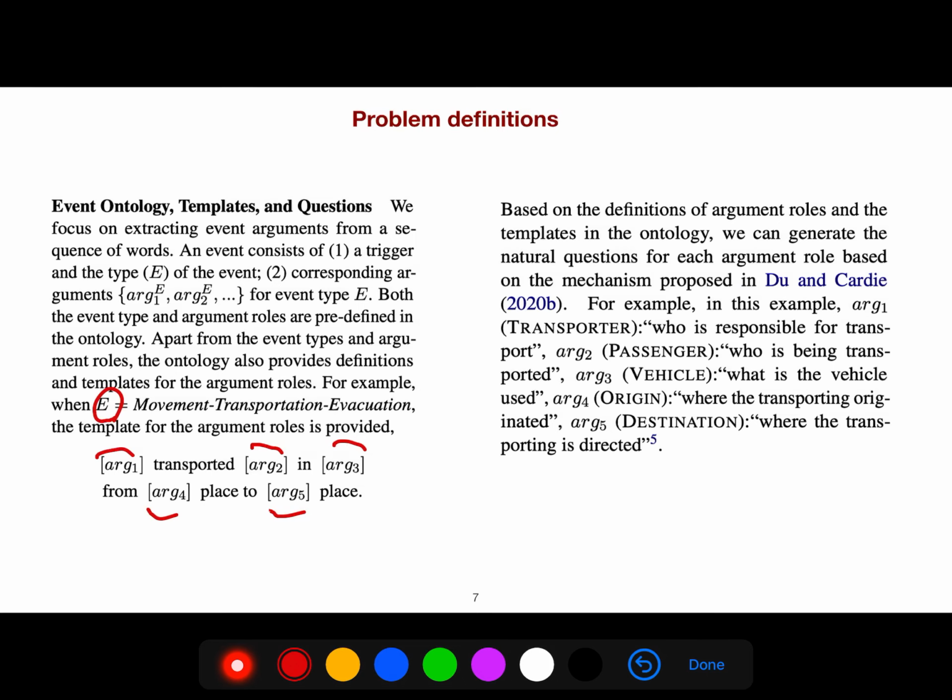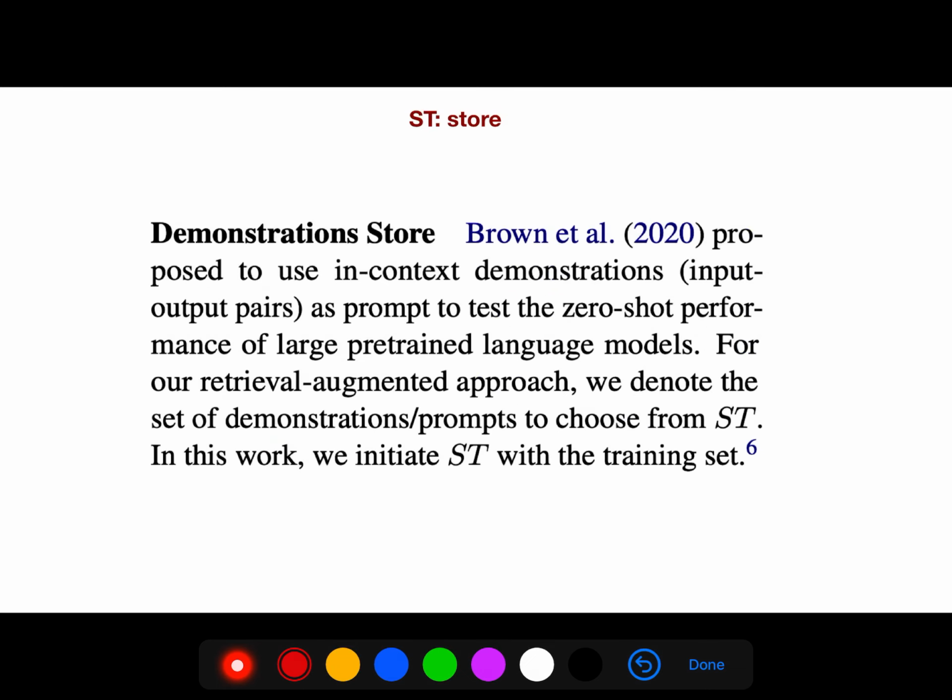Based on the definitions of argument roles and the templates in the ontology, we can generate natural questions for each argument based on the mechanism that is explained in this paper. For example, argument 1, which is the transporter, we can ask who is responsible for the transport. Or for argument 2, we can ask who is being transported, and so on.